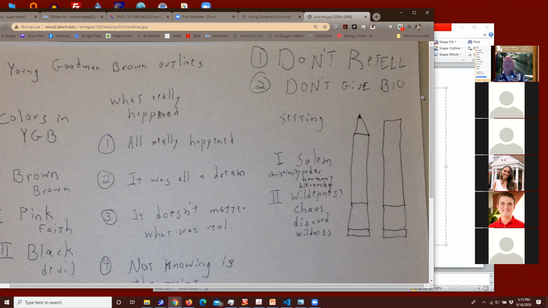Retelling the story is the besetting sin of the short essay. Giving Hawthorne's bio is the besetting sin of a research paper on this story, which you might want to do. Don't spend two pages telling me about Hawthorne. I've read the biography.